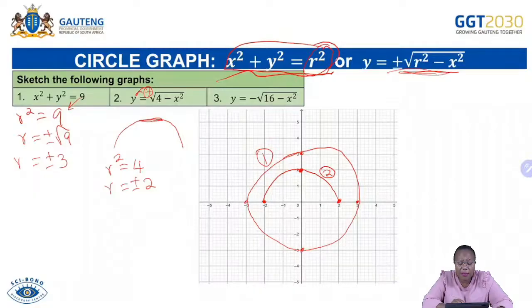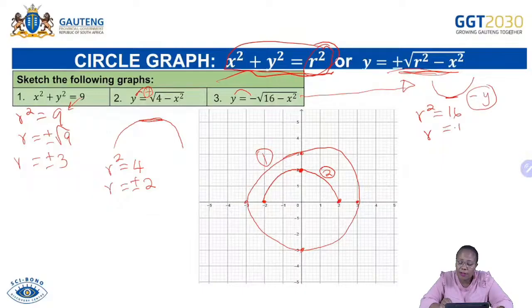And then graph number 3 is the negative one. This is the negative graph. That means we are expecting a shape like that, which cuts on the negative y value. That is why we have this negative. So now, r squared is equal to what? 16 in this case. So r will be equal to plus or minus the square root of 16, which is 4. So for this one, we are working with a radius of 4.